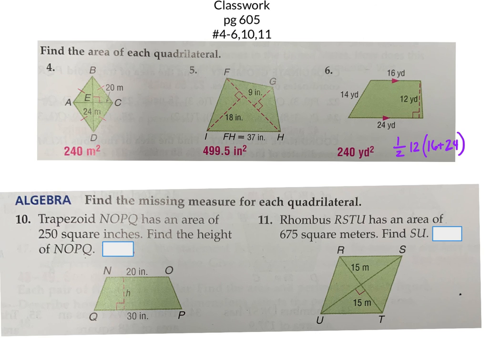All right. Number 10, they wanted you to find the height. They gave you the other information. You should have gotten 10 there. 1/2 height times 20 plus 30 equals 250. And then for this one, they gave you the area, and they wanted you to find the other diagonal, S to U. Now in this case, they actually listed it here, so you know this is 15 and this is 15.